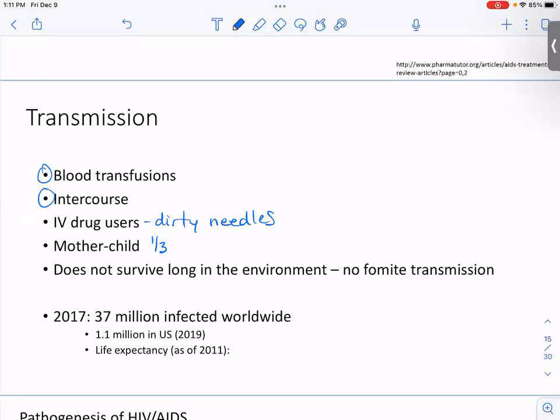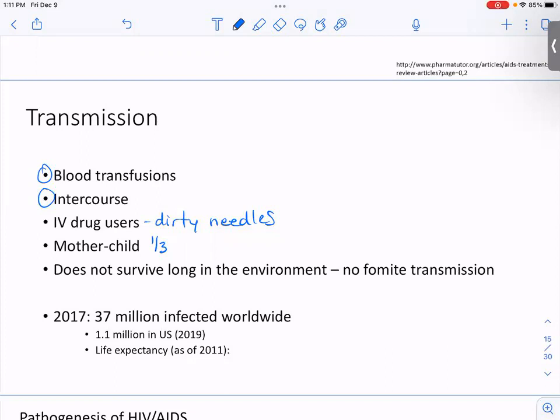HIV is really wimpy in the environment. So we don't get any fomite transmission because, in the environment, the envelope degrades really quickly. You can't get it from rubbing your nose and touching a doorknob or something like that, or by eating it even.